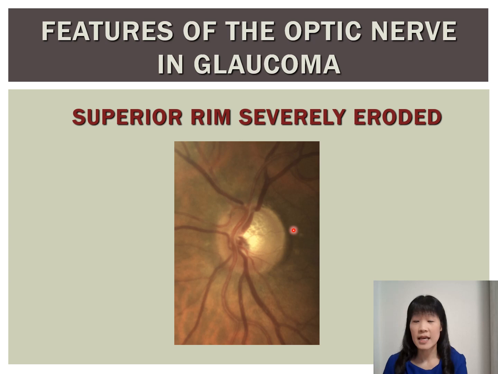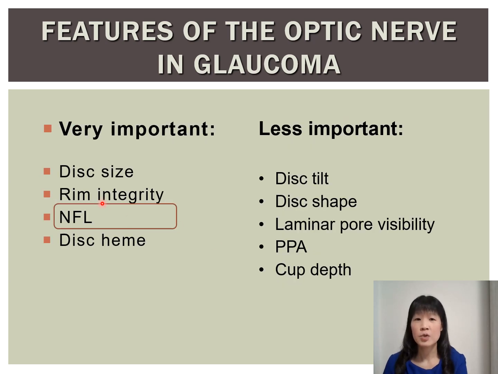Here you can see the opposite. Here's a patient with almost no superior neuroretinal rim and a pretty thick inferior neuroretinal rim. Again, that's classic for glaucoma, superior or inferior neuroretinal rim thinning. So rim integrity is very key in the diagnosis of glaucoma. The optic nerve exam is crucial. The nerve fiber layer exam is also crucial.